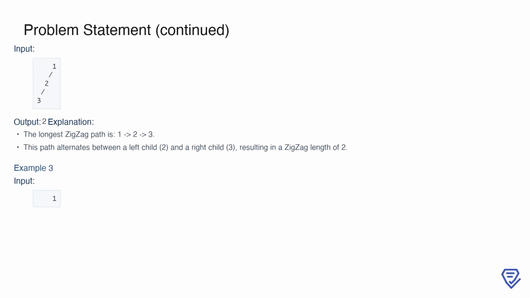In another example, consider a binary tree that is essentially a straight line with nodes 1, 2, and 3, all connected as left children. In this case, the longest zigzag path starts at node 1, goes to node 2, and then to node 3. The direction alternates from left to right as we move along the path, resulting in a zigzag length of 2 edges. This demonstrates that even in linear trees, a valid zigzag path can exist as long as the directions alternate.